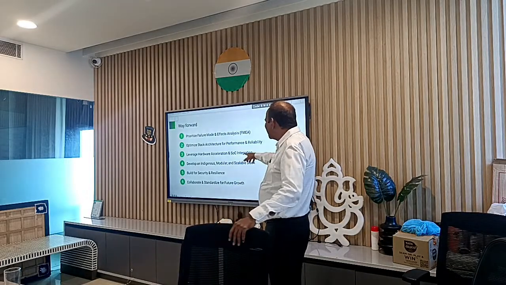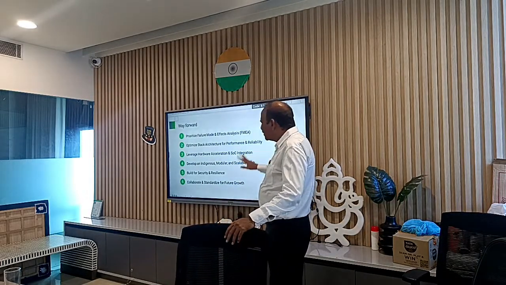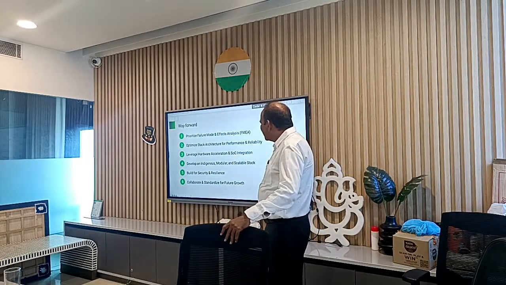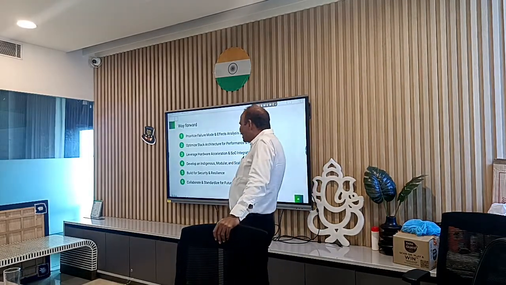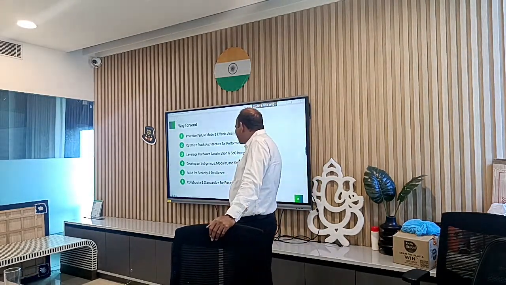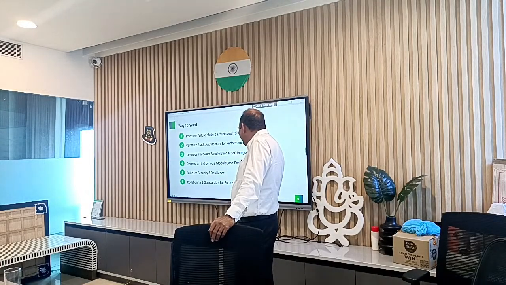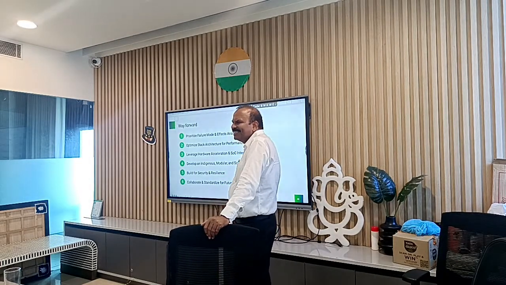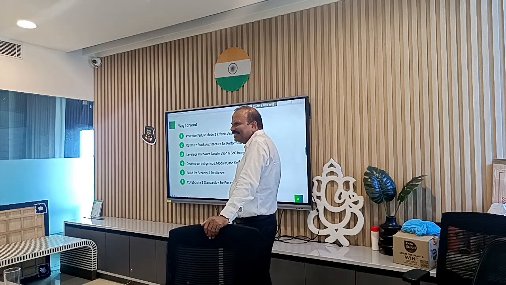Develop indigenous, modular and scalable stacks. Build for security and resilience. Collaborate, standardize for future growth. If you are able to do it, there is a huge opportunity.